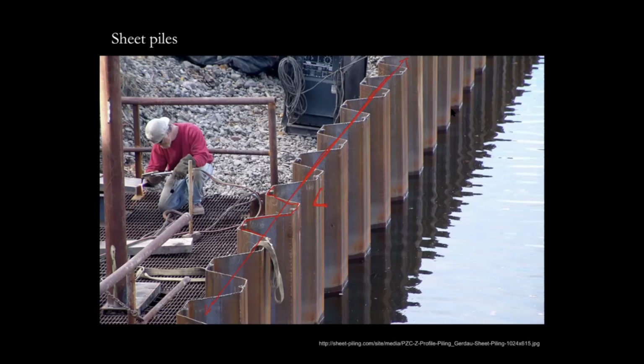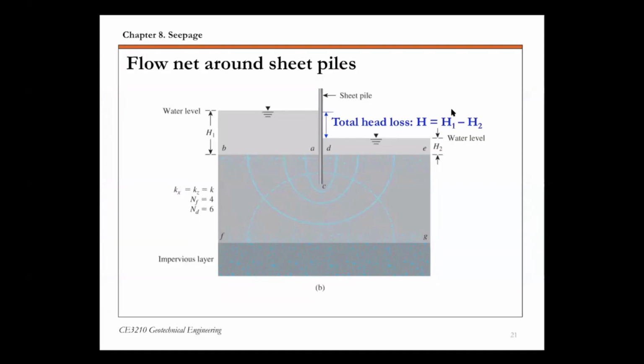All these analyses are for just one cross section, 1 unit length. So we're going to look at just 1 unit length and see how water flows around this 1 unit length of sheet pile. This is a complete flow net around this unit length of sheet pile.